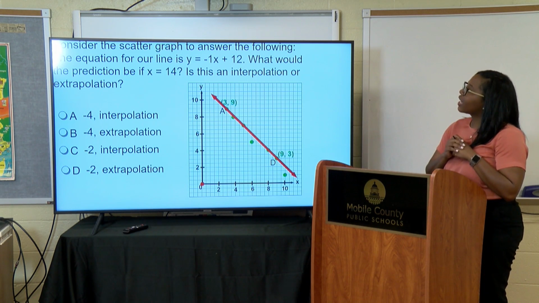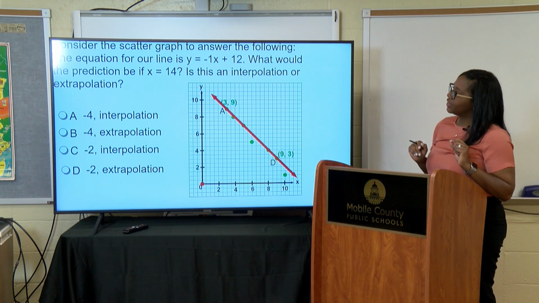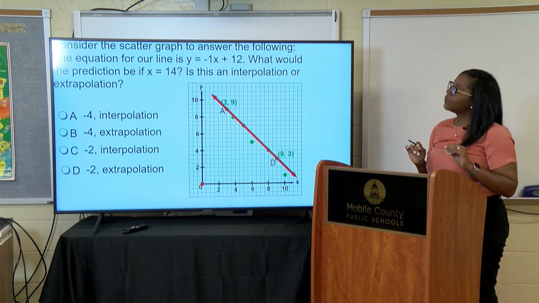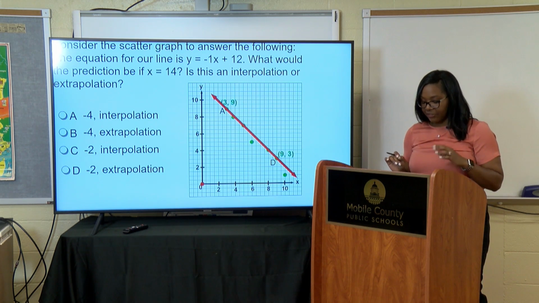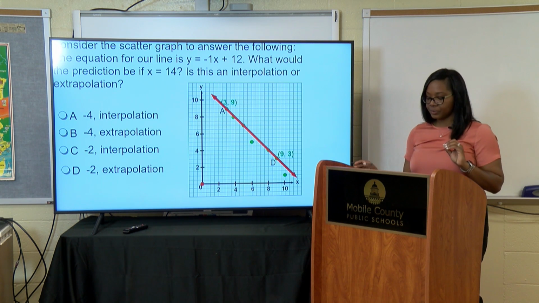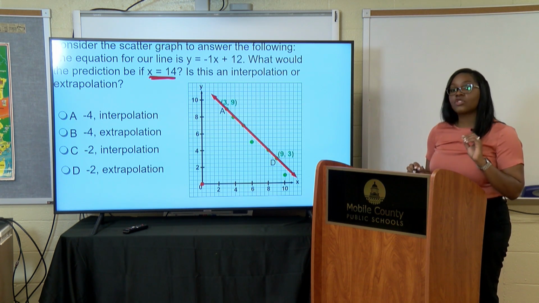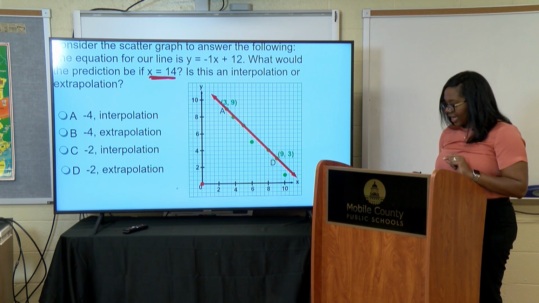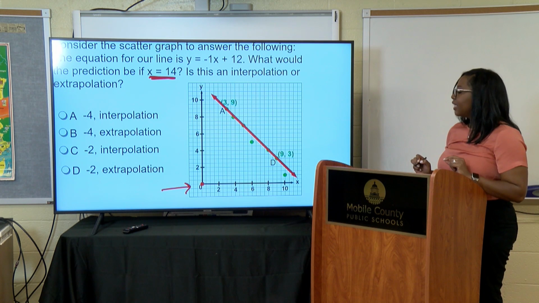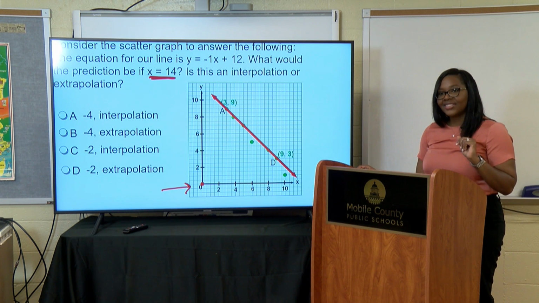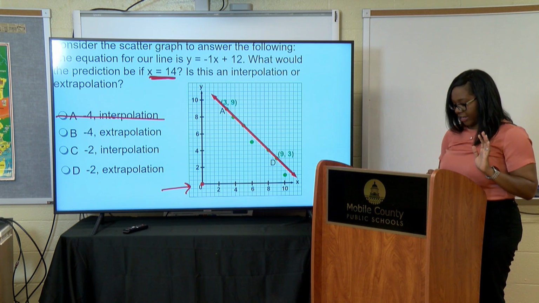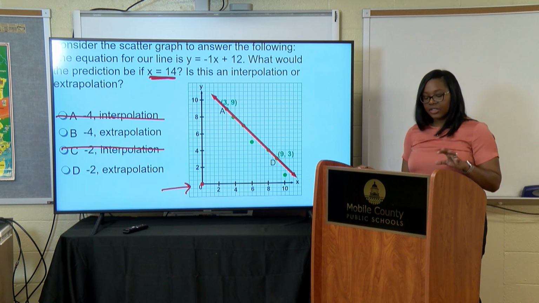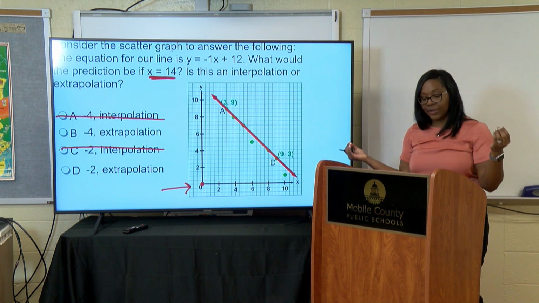Okay, so let's consider this scatter plot and answer the following question. The equation for our line is y is equal to negative 1x plus 12. What would the prediction be if x is 14? Is this an interpolation or an extrapolation? We're looking for when x is 14. Here's my x-axis, the horizontal line. Do you see 14 within that range? We do not. So that will not be interpolation, so that gets rid of A. And C, it will be considered extrapolation because it is outside of the range.